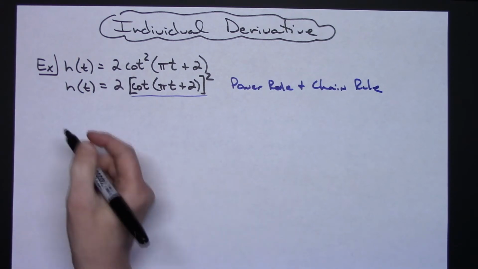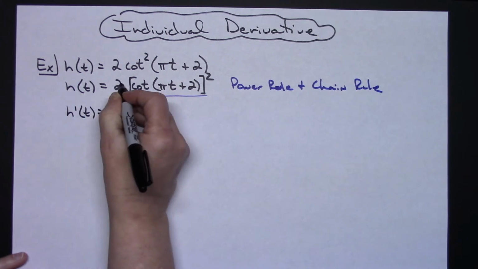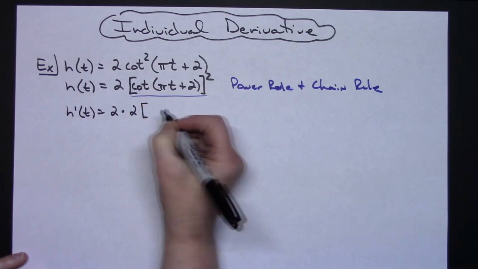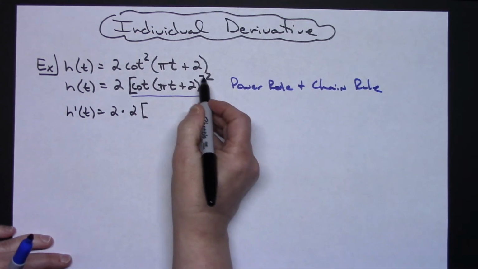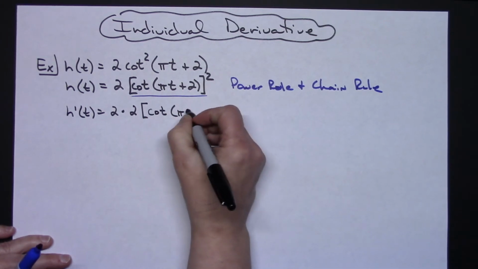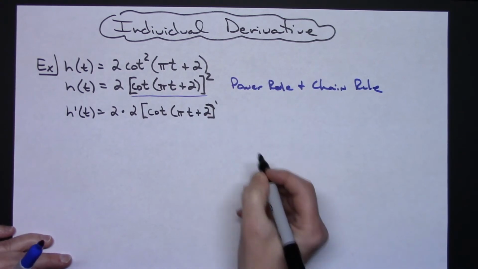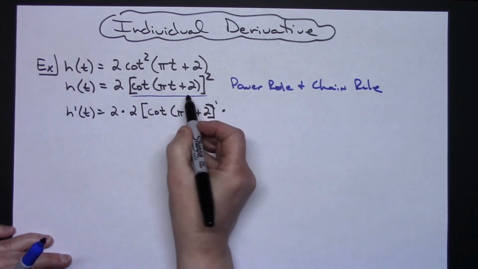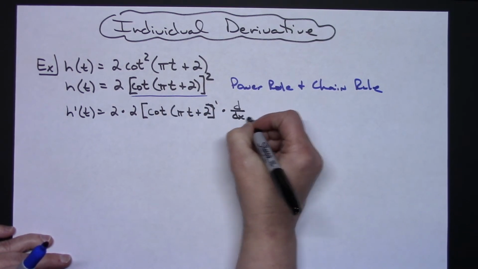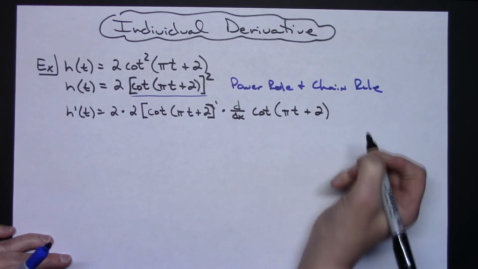Now I think I'm actually ready to start my derivative, so h prime of t. I'm going to leave that 2 out there in front. I'm going to do the power rule, so pull the 2 down in front. Now when we do power rule, we pull that down and leave the inside alone, so cotangent of pi t plus 2, and then to the first power, which I really wouldn't need, and then include the chain, the derivative of that inside function. So I encourage my students to do d dx of cotangent of pi t plus 2.